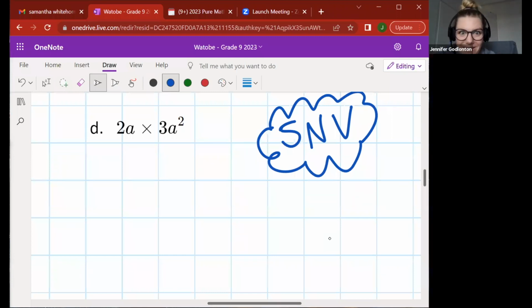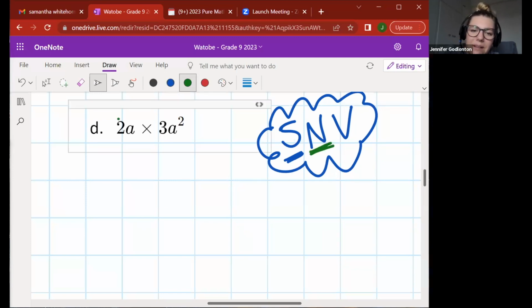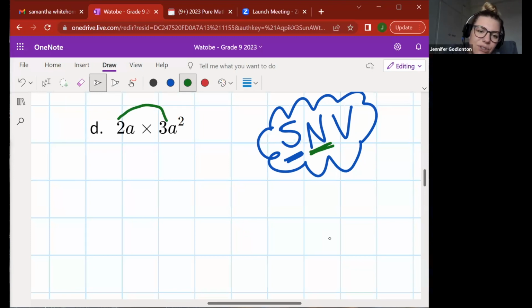So what we have here is 2a times 3a squared. We're going to think about what's going on here. Signs, they are both positive, so we don't need to worry about our signs. Numbers, we've got a 2 and we're multiplying that by a 3. 2 times 3 gives us 6 because we're multiplying, okay?